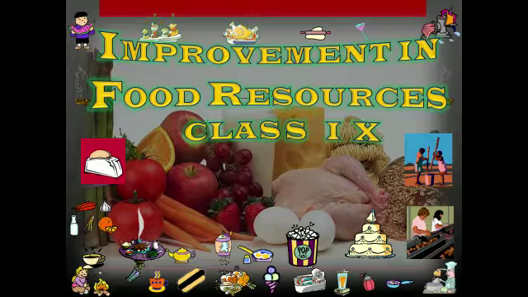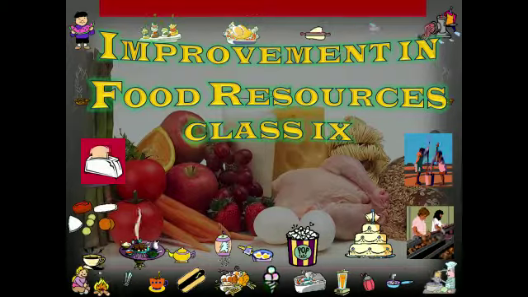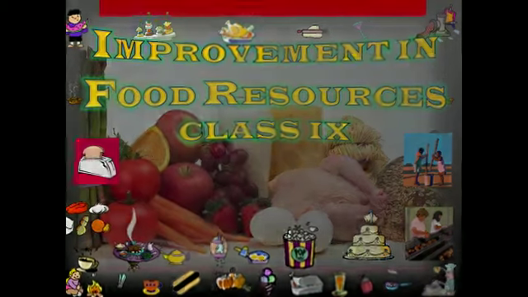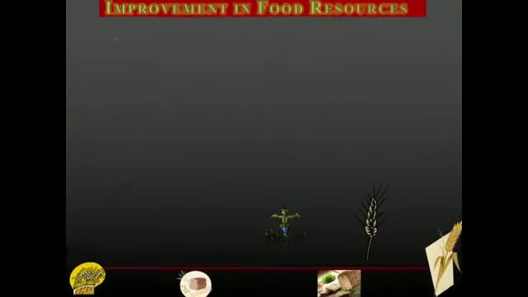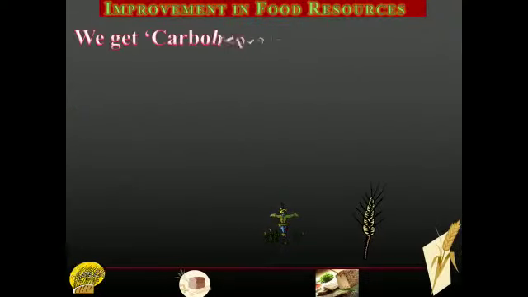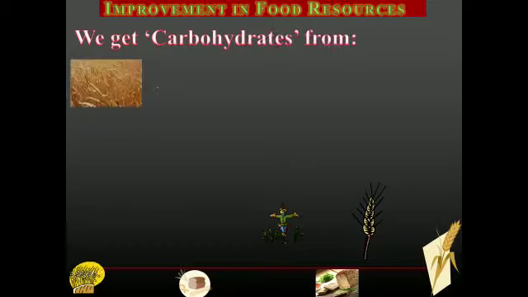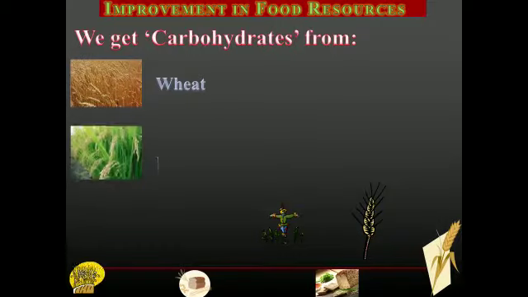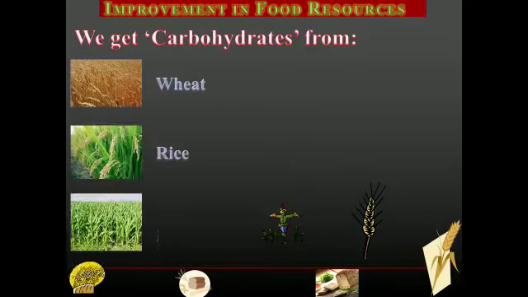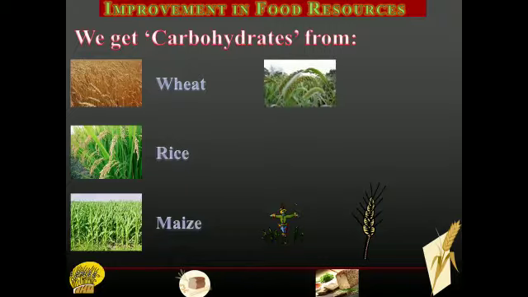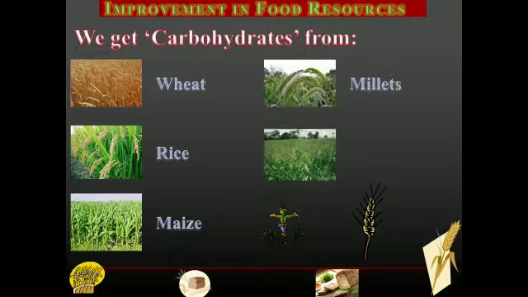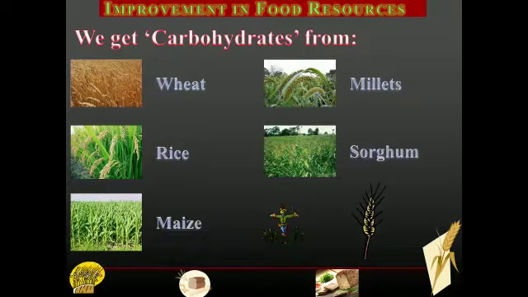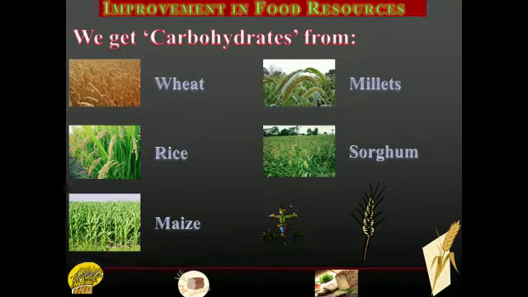So, why do we need food? We need food to get nutrients. Nutrients like carbohydrates. From where do we get carbohydrates? I think you all know that we get carbohydrates from wheat, rice, maize, millets, sorghum. Why do we need carbohydrates? Carbohydrates are required because they provide us energy.